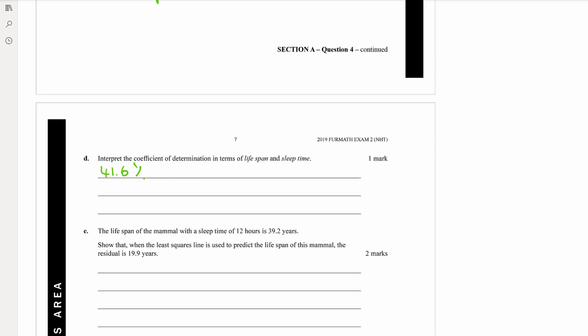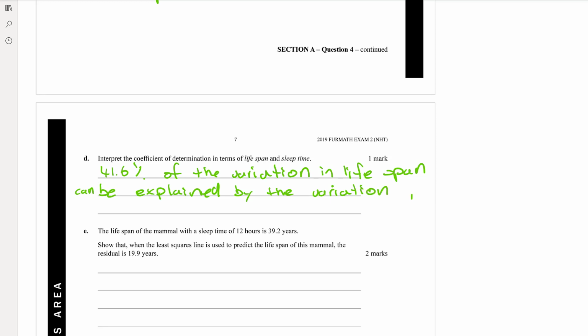That gives me 41.6%, okay, of the variation in the response variable, that's lifespan, can be explained by the variation in sleep time. That's our explanatory variable.